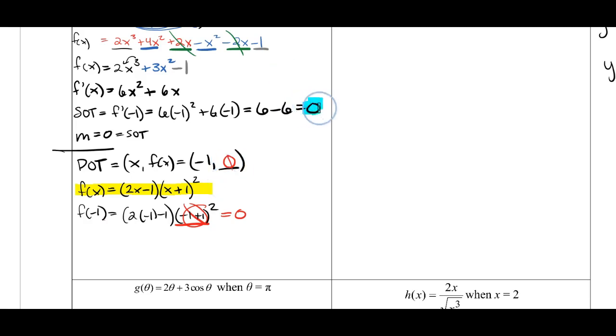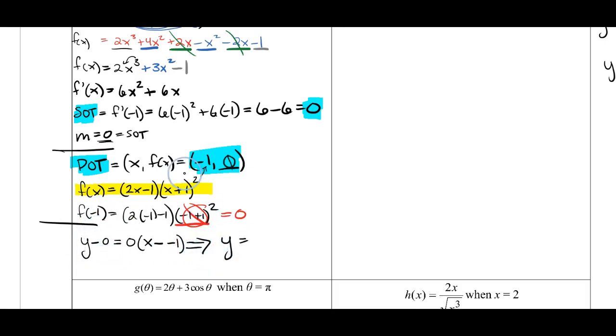With these two key pieces of information now, my slope of tangent and my point of tangency, I can use my point-slope form. y minus y1 equals m times x minus x1. My x is -1. Well, y minus 0 is just y, and 0 times all of this is 0, so y equals 0 is my tangent line. In fact, it's the x-axis here at y equals 0.